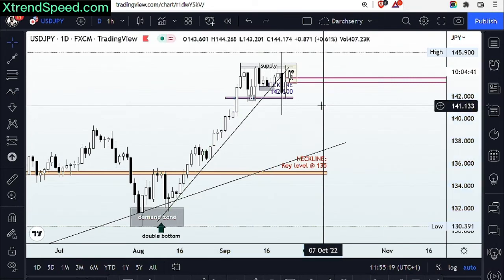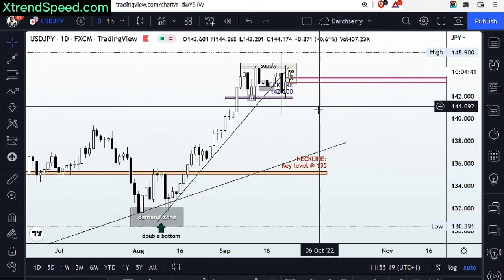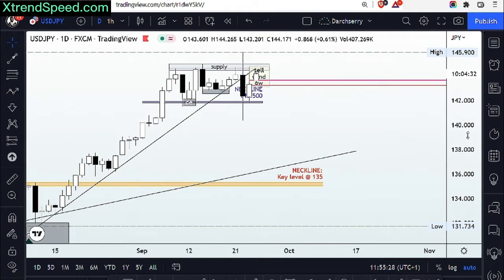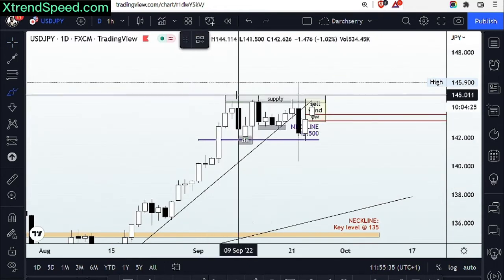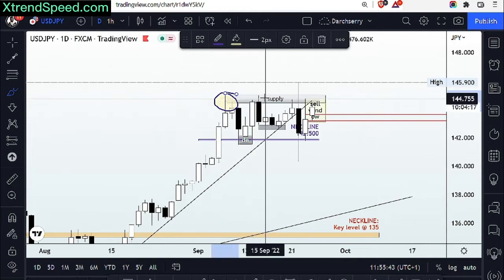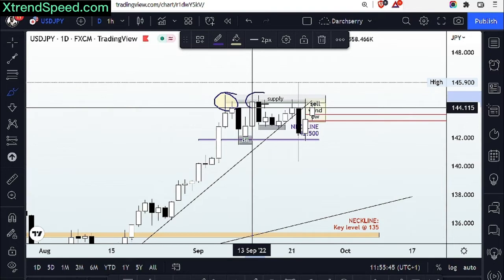But that has not happened in the last 5 to 6 weeks. Something interesting happened during the first week of this month. As soon as price got into the 145 Japanese yen area, we witnessed multiple rejections of this level. You can see between the 7th and 8th of September we saw multiple rejections, and again on the 13th and 14th of this month we saw another rejection.